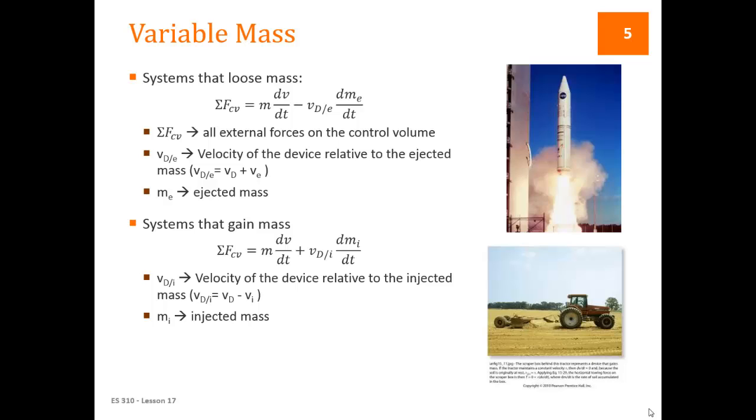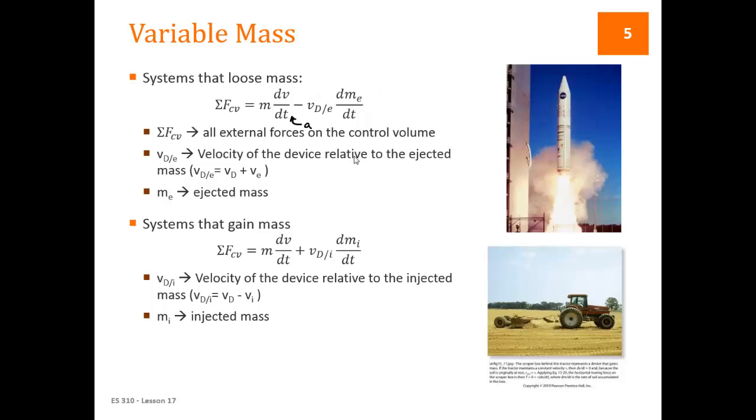A lot of the examples in the textbook have to do with a chain, so you're lifting a chain off the ground or something of this sort. So the chain is getting heavier because you're lifting it off the ground. So in a system that loses mass, the equation that we're going to be using is this: the sum of forces acting on the control volume is equal to the mass times the acceleration, right, the time derivative of v, this is just acceleration, minus this VDE times the time derivative of the mass being expelled.